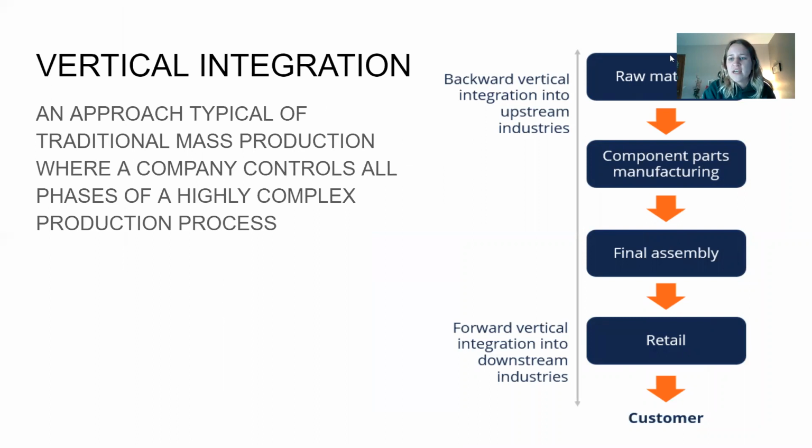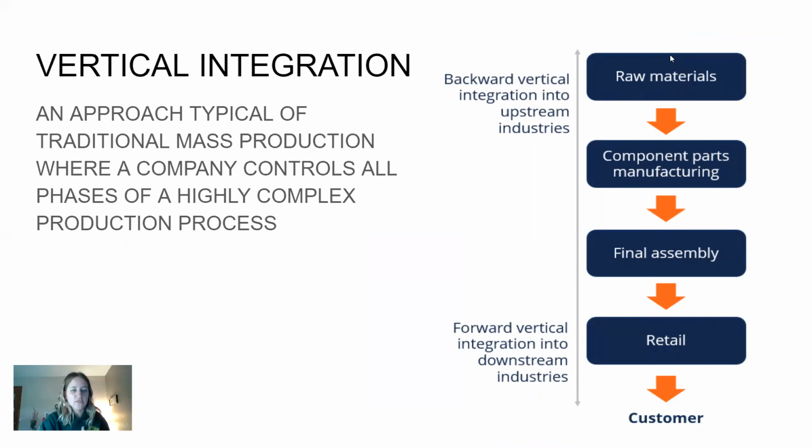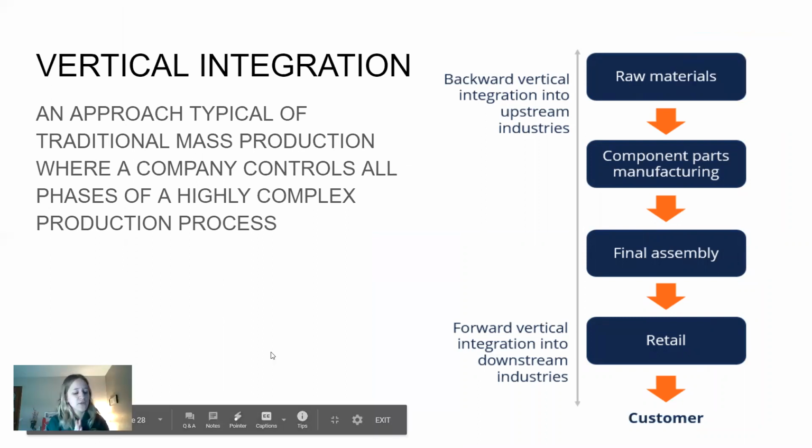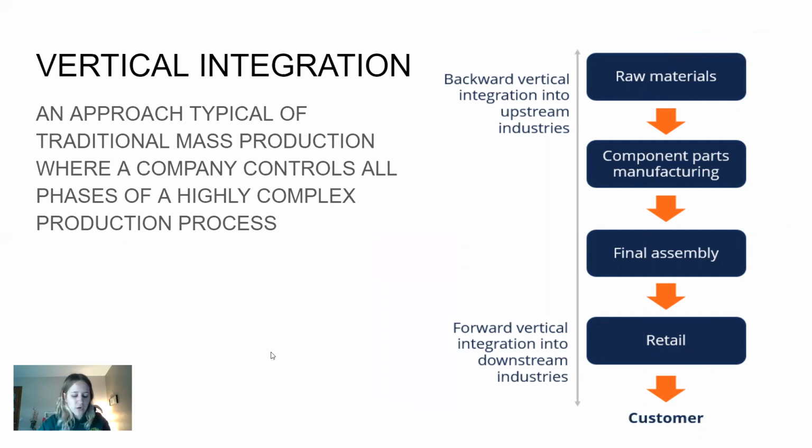I want you guys to take a look at this graph. This is vertical integration, and this is on your vocab sheet. So go ahead and write this down. What this is, it's an approach typical of traditional mass production. So anytime you're making a large quantity of something, where a company controls all phases of a highly complex production process. Okay, that's all it is.